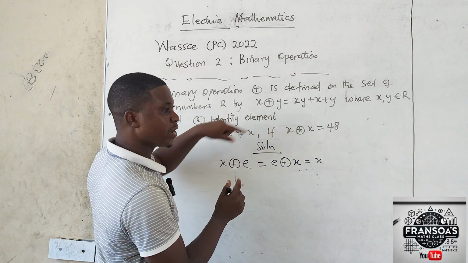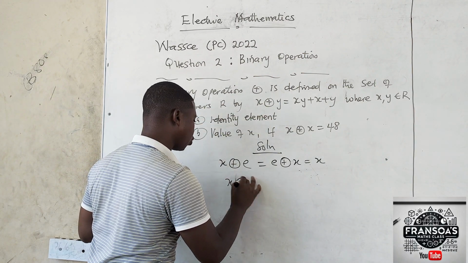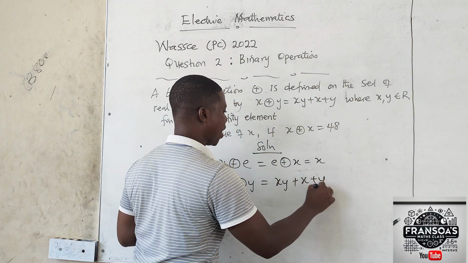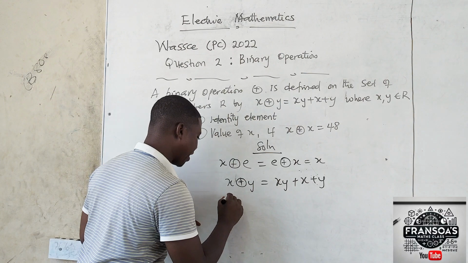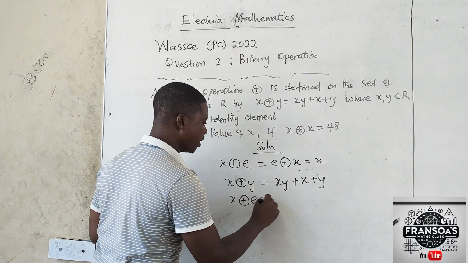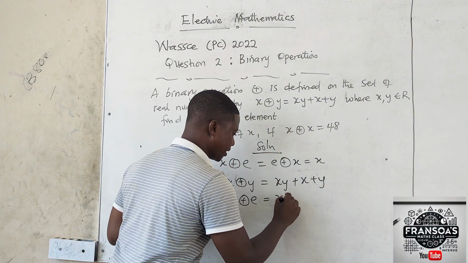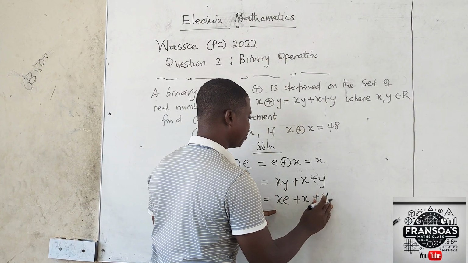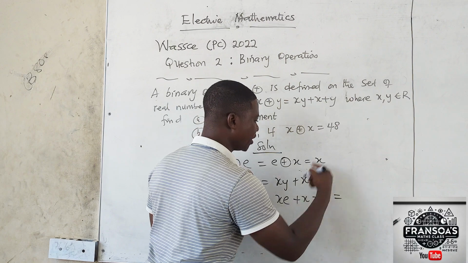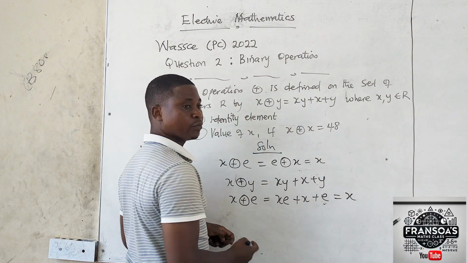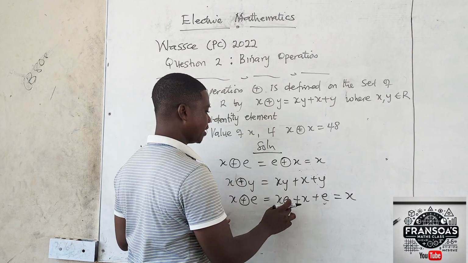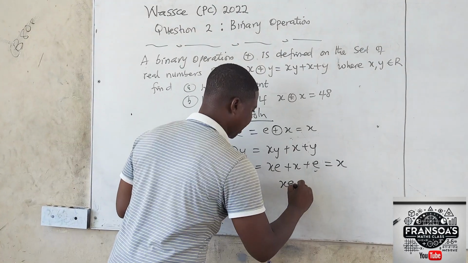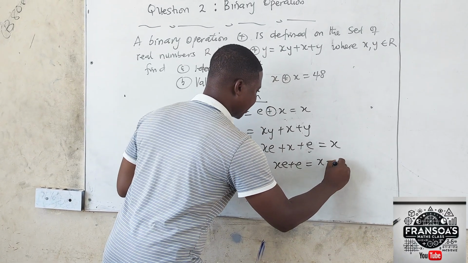So the operation given is x operating on y is equal to xy plus x plus y. It means when you have x operating on the identity element, it should give you x times the identity element plus x plus the identity element, which should give you the same number, which is x. So with this, we should find the identity element. First, we have x e plus e is equal to x minus x.